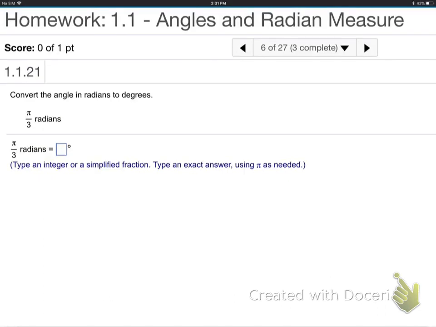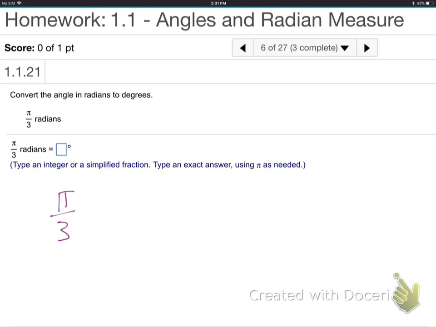Okay, pi over 3. So now we're going the other way. We're going from radian world back to degrees. See how we're starting in radians and now we want to go back to degrees? So, starting with pi over 3 radians. What again is the bridge between the two worlds? 180. Yeah, pi is 180.